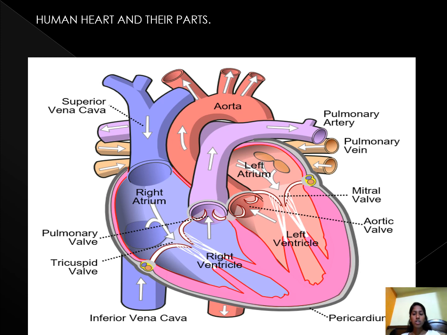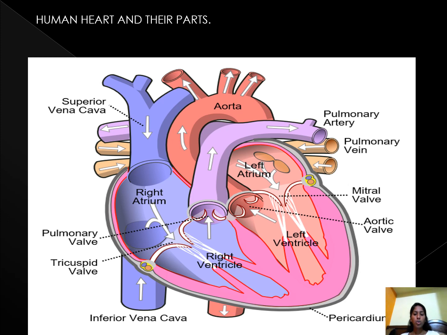When open, it allows the deoxygenated blood collected in the right atrium to flow into the right ventricle. When it closes, the right ventricle contracts, preventing blood from flowing backwards into the right atrium, thereby forcing it to exit through the pulmonary valve into the pulmonary artery. Now let us see what the atria are.